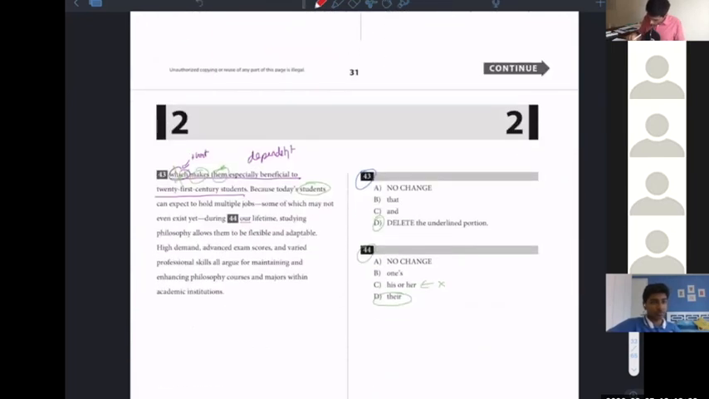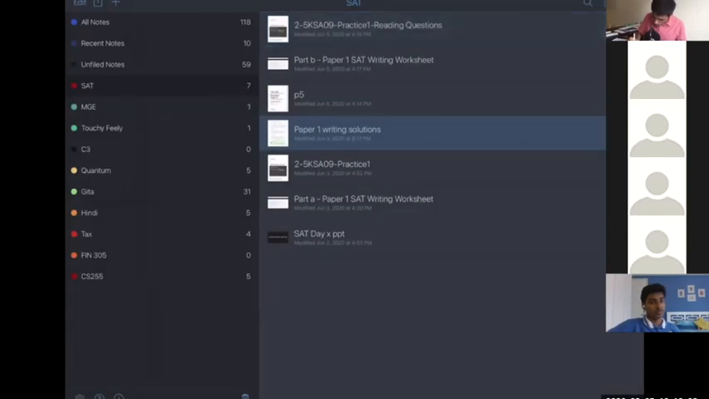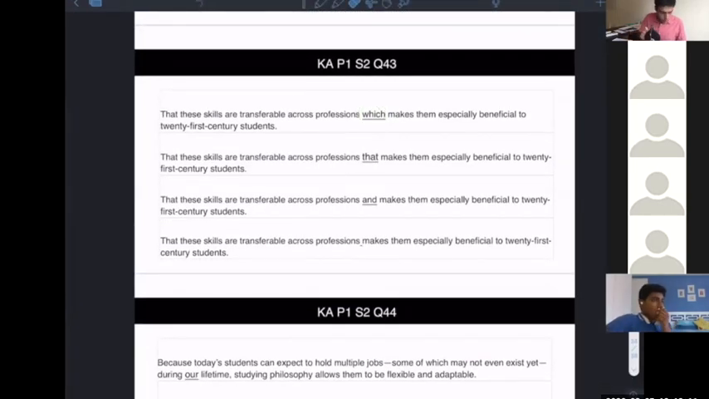Okay, and I think the other one that was quite difficult was, which one was it? This one, yeah. So let's do this one, 43. I took some time to look at this, but this tricked me also. This is quite tricky. Ah, there it is.